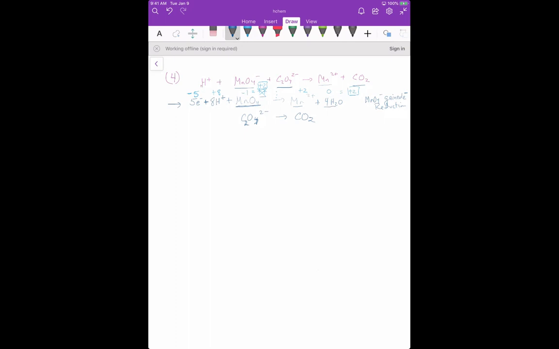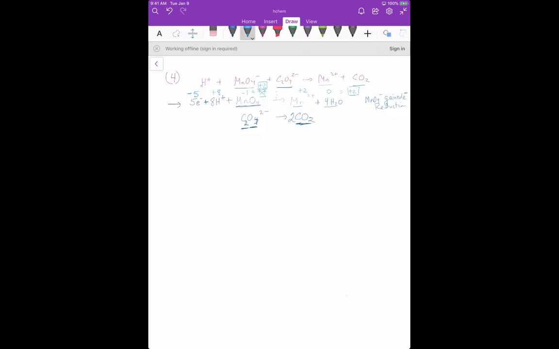The next one is more interesting because the number of atoms are different. So notice we have 2 carbons on this side and only 1 carbon here. So we need to automatically double everything here. So the carbon atoms are balanced. And now notice that by doing so, we've actually gone from 4 oxygens here, and we now have 4 oxygens here. So our atoms are now balanced for oxygens. I don't need to add water and hydrogens. I just need to balance the charges.